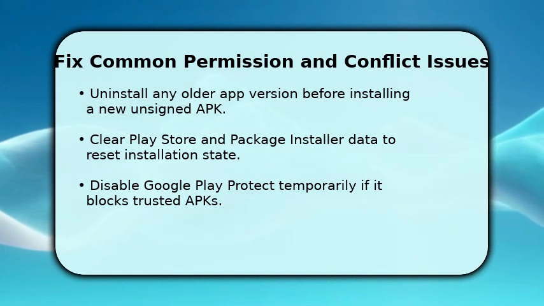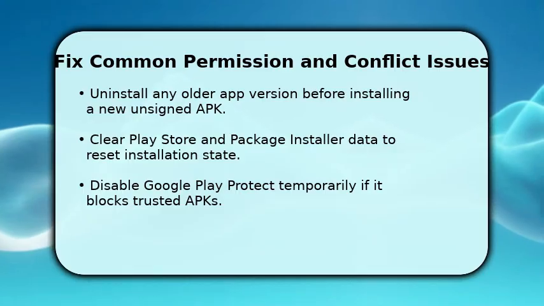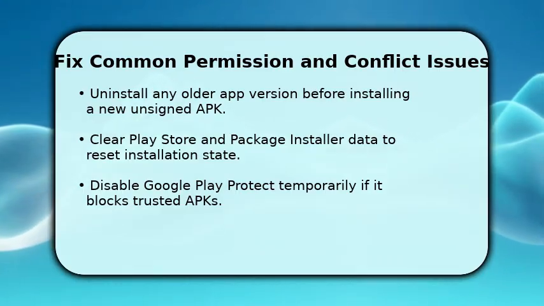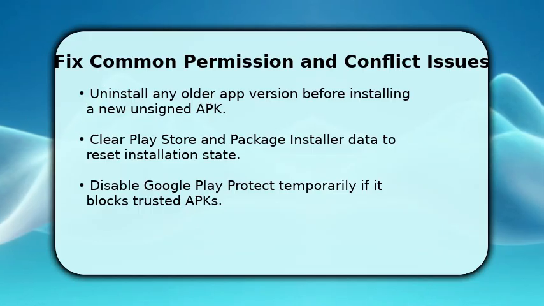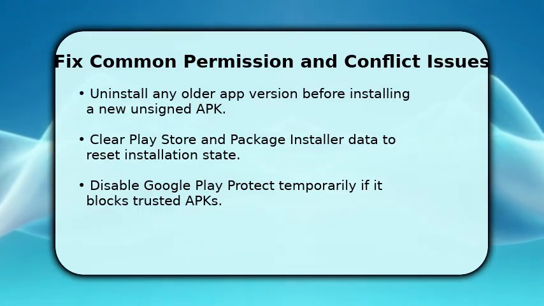Disable Google Play Protect temporarily if it repeatedly blocks a trusted APK installation. Use a file manager to install from internal storage, not external SD card. Reboot after making these changes and re-attempt the installation.